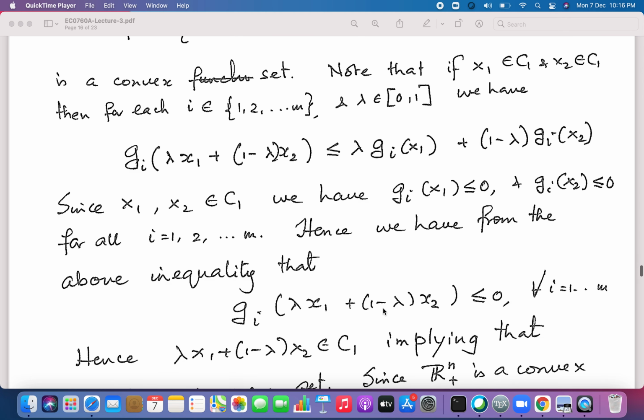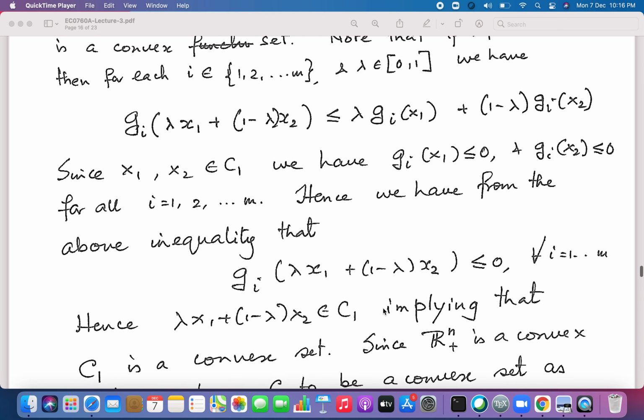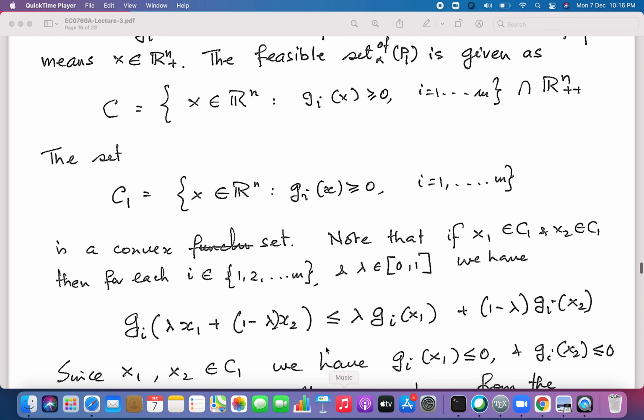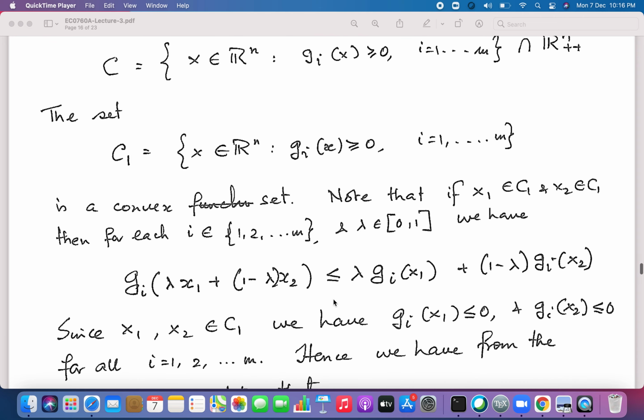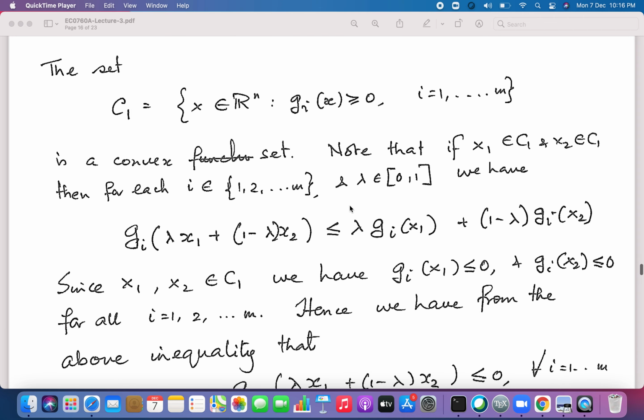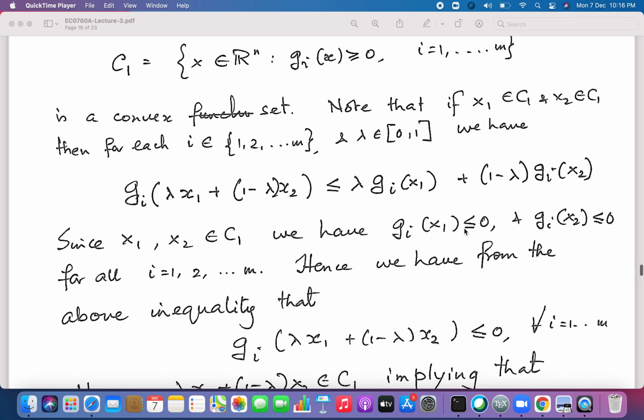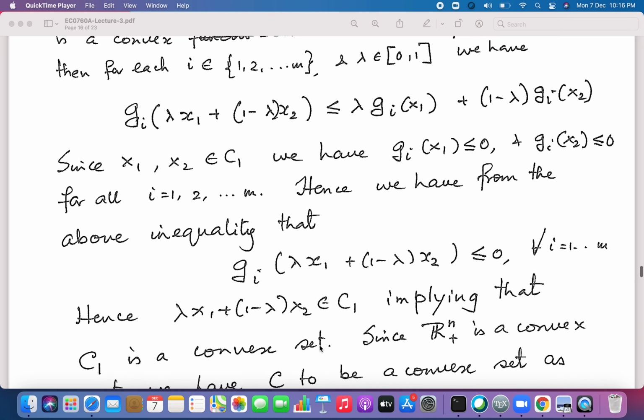Here also I have made a mistake. This inequality should be greater than or equal to 0. This should be all greater than or equal to 0. So here I have made a mistake because this is a concave function. So please correct my mistake. All these inequalities should be greater than or equal to 0, which I have mistakenly written as less than or equal to 0. This is what happens.